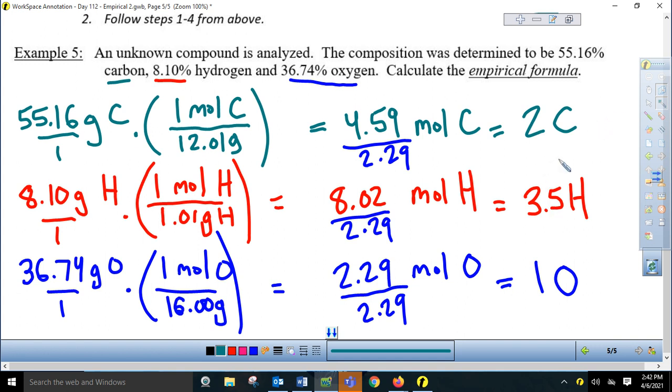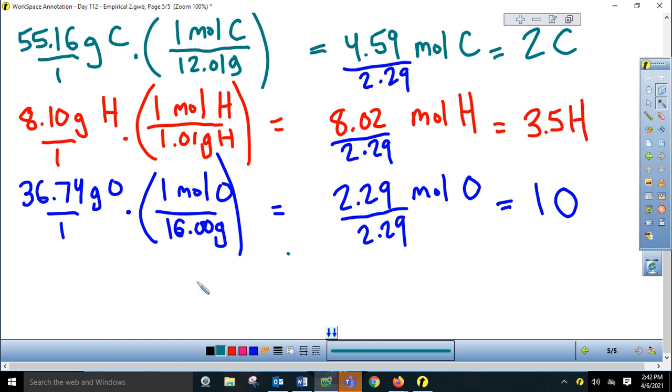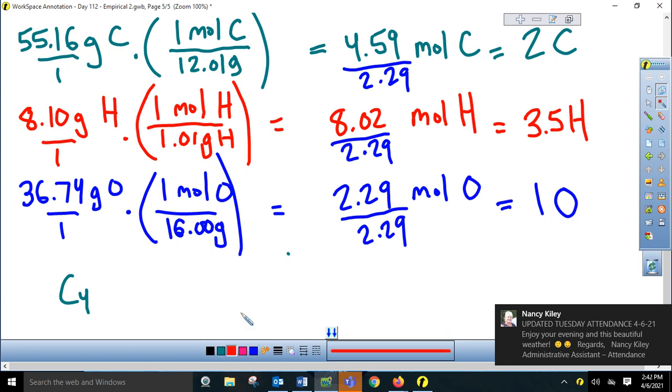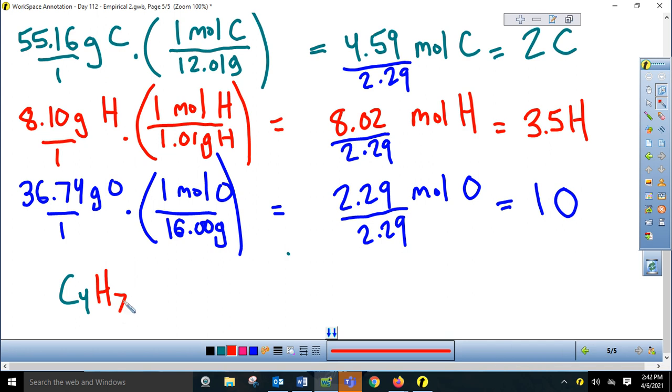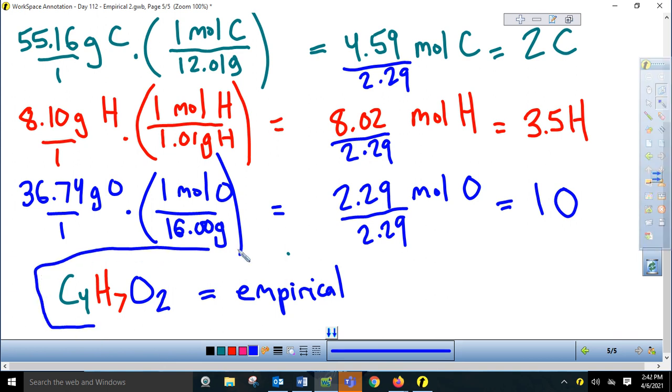And so we're going to, let me rewrite this down below, give us some room here. So let's double everything. So we would have, instead of 2 carbons, we'll have 4 carbons. Instead of 3.5 hydrogens, we want a whole number. So if we double it, we have 7 hydrogens. And for oxygen, instead of having 1 oxygen, because we doubled everything to get rid of the half, if we double it, then we would need 2 oxygens. So here's our empirical formula. C4H7O2, that is the simplest whole number ratio between the elements in our mystery substance.